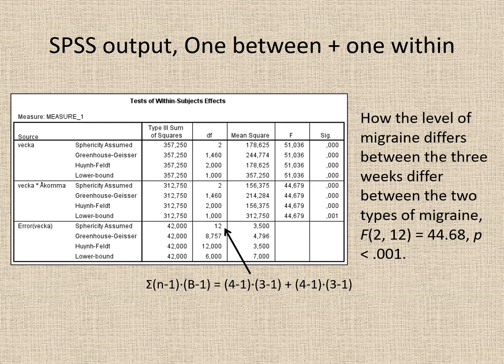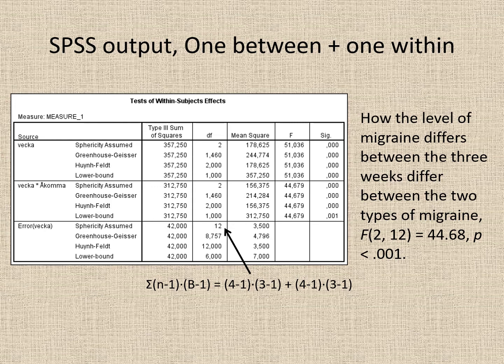Or we could go the other way. We could have a look at the change in level of migraine over time between the 3 different weeks separately for the 2 different types of migraine. Of course, it's not always clear what you want to do, but I think the last option sounds more rational. So this is throbbing migraine, and this is burning migraine.